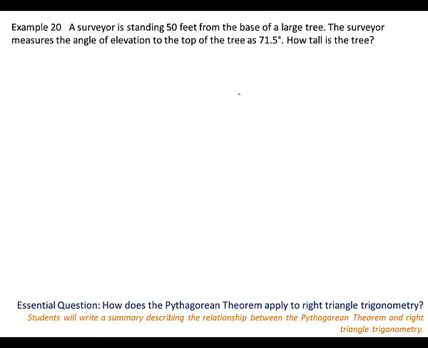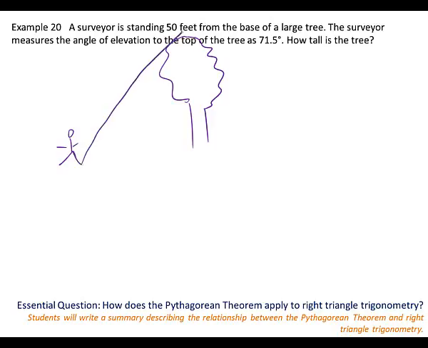So, sometimes. All right, a surveyor is standing 50 feet from the base of a large tree. So we've got our surveyor, okay? And we've got our large tree. There we go. The surveyor is almost like a third of the size of the tree, too. Isn't that great? All right. The surveyor measures the angle of elevation to the top of the tree is 71.5 degrees. So to make our math easier, we're going to pretend he measures from the bottom of his foot. Okay? Because if not, it makes the math too hard.